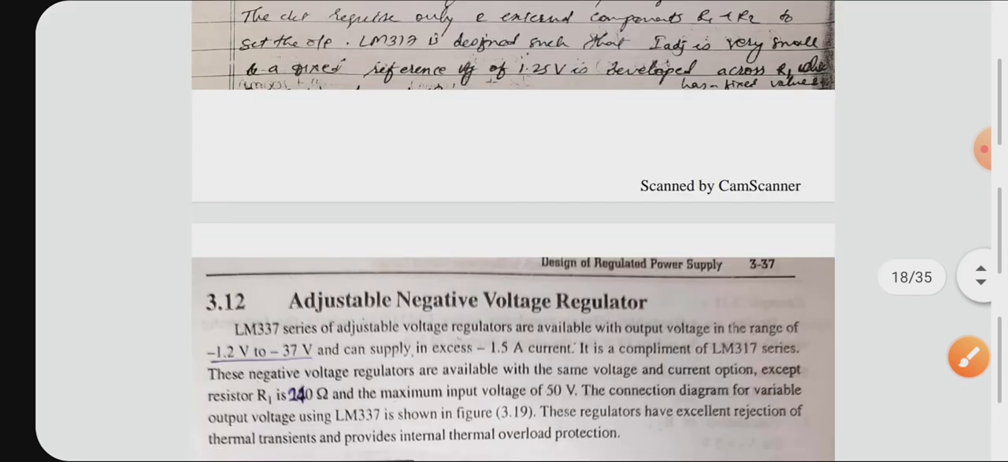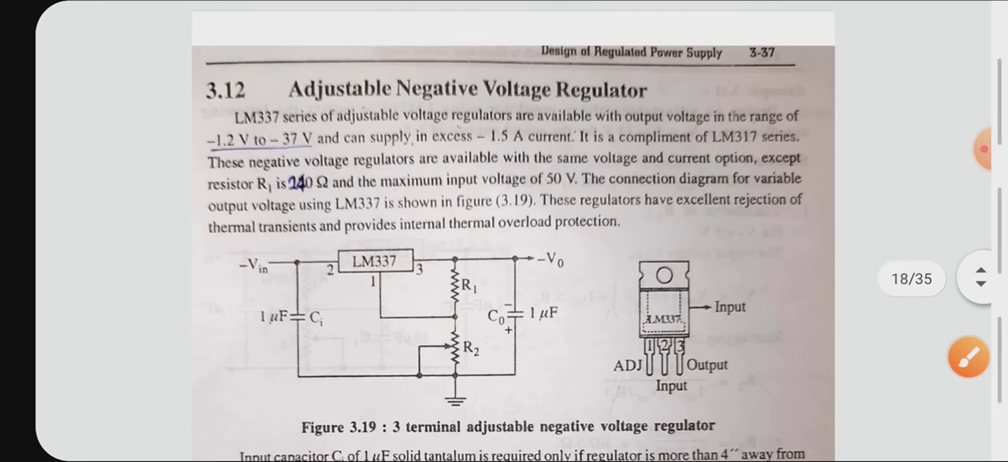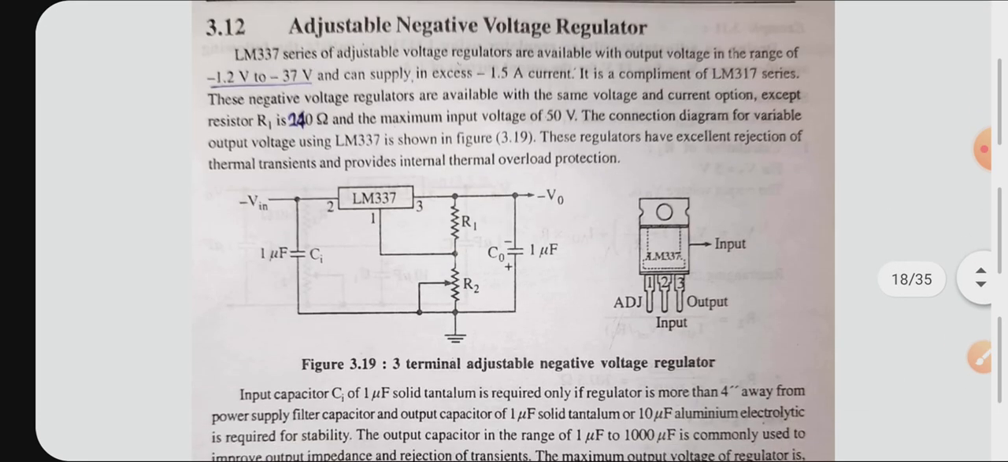So similarly, positive voltage regulators are also there. 317. Similarly, there is an adjustable negative voltage regulator using 337. LM317 is a positive adjustable or variable voltage regulator. LM337 is a negative voltage regulator.